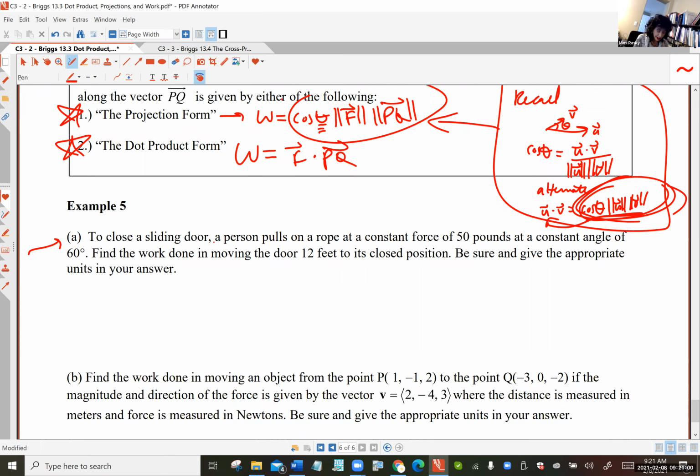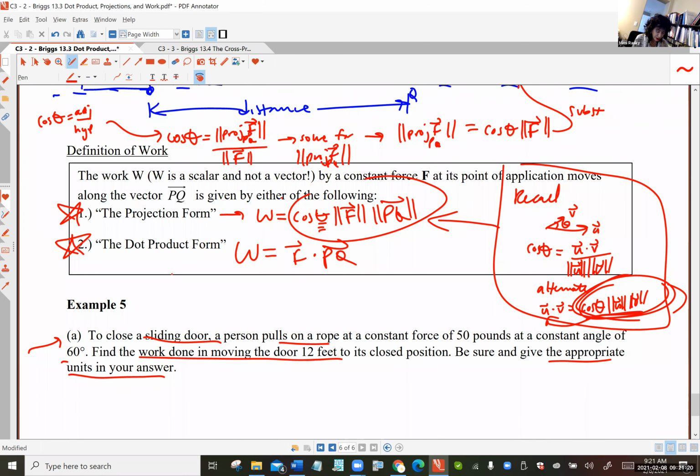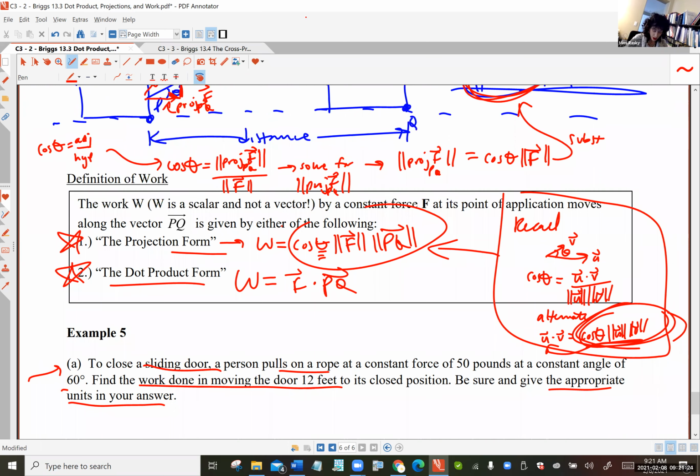So take a look at letter A. To close a sliding door, a person pulls on a rope at a constant force of 50 pounds at a constant angle of 60 degrees. Find the work done if the door moves 12 feet to its closed position. Be sure and give appropriate units in your answer. What do you guys think? Should I use the projection form or the dot product form for work?